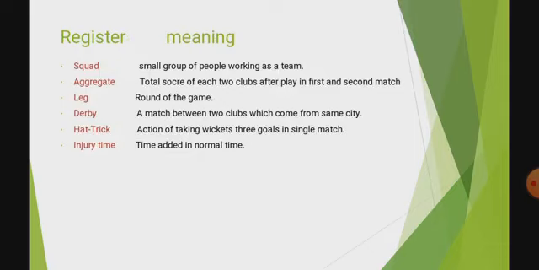So here are register and meaning. An example of register meaning: a team is a small group of people working together. Aggregate is the total score of two clubs after playing the first and second match. Like a round of the game, there is a match between two clubs which come from the same city. Hat trick is the action of scoring three goals in a single match. Injury time is time added to normal time. You can see that there is a difference in every group's language. Same words in different ways, like in sport, doctoring, engineering, journalism, they use a single word with their own meaning. So it is the game of occupation.